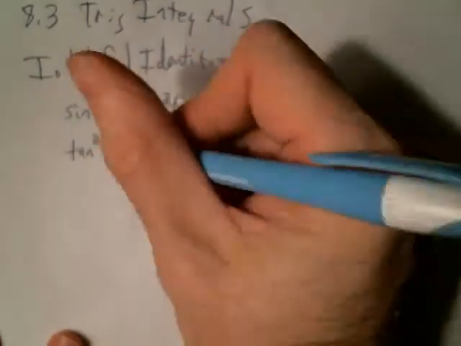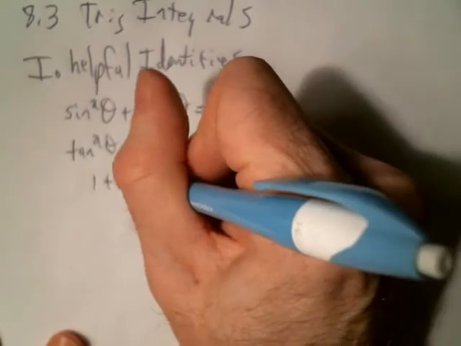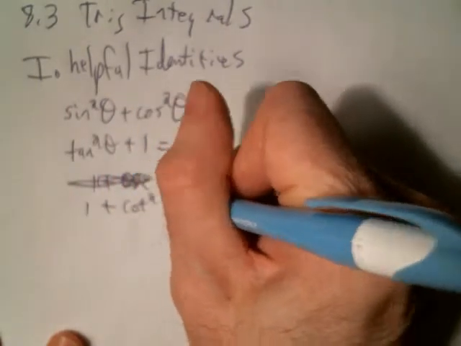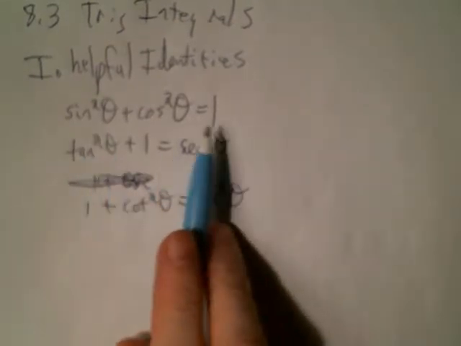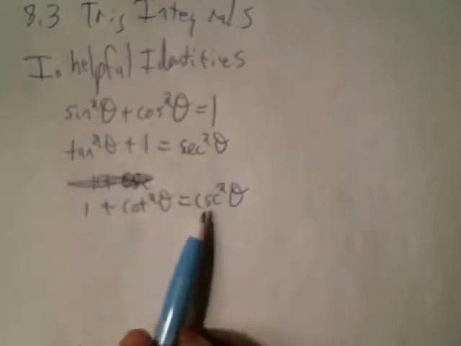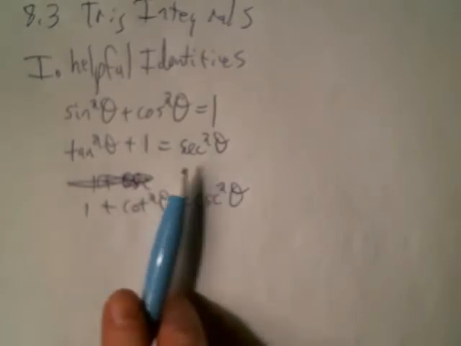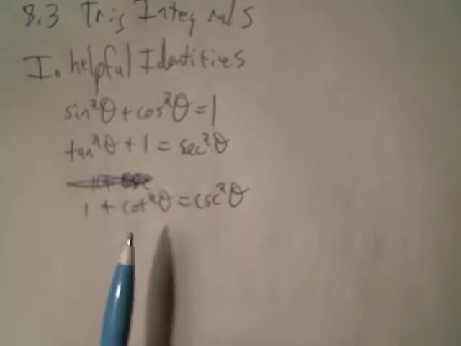If you divide the first equation by sine squared, you'll get 1 plus cotan squared theta equals cosecant squared theta. So there's the original, and then there are these versions, and the tan and the secant formulas go together, and the cotan and cosecant, the co-formulas. Okay, so that's kind of how I think of them.